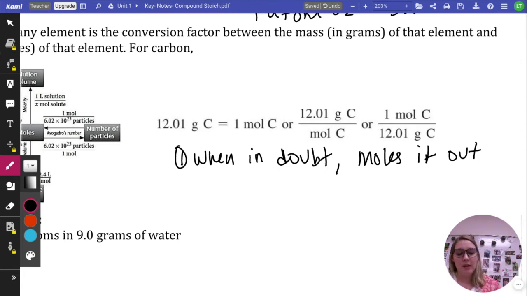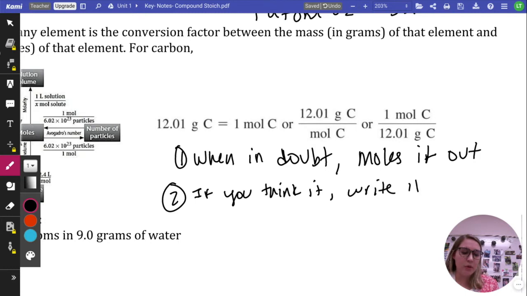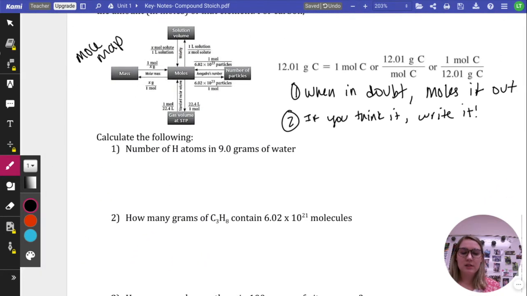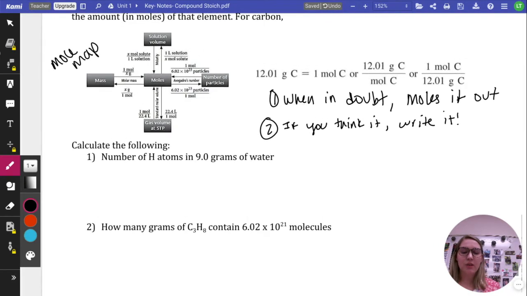And my second phrase that you're going to hear me say a lot is for AP chemistry specifically: if you think it, write it. This is really important for our FRQs. You can't just skip steps. Don't just magically convert something. If you're thinking about doing something, make sure you're writing it down. Okay? All right.